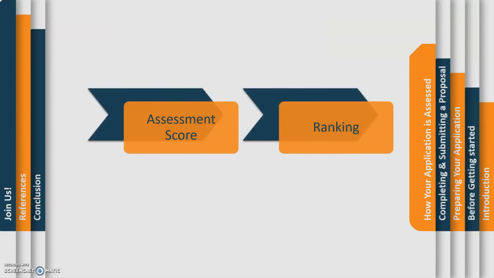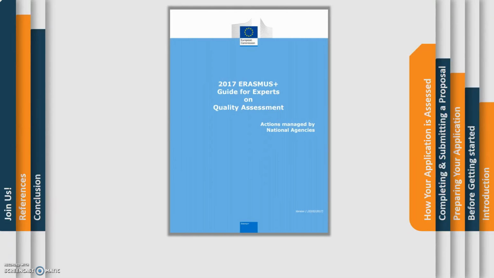Based on the assessment scores, the proposals get ranked. An evaluation committee uses this ranking as the basis for the proposed selection of as many of the top-ranked proposals as the budget can fund. You can consult the Erasmus Plus guide for experts on quality assessment to obtain more information on the awarding process and scoring.